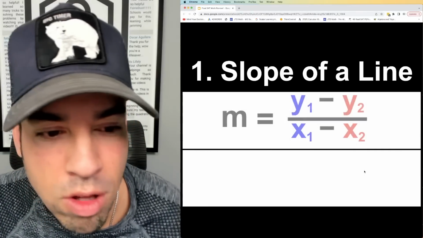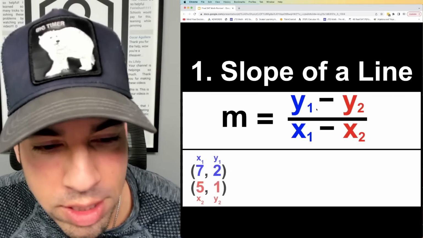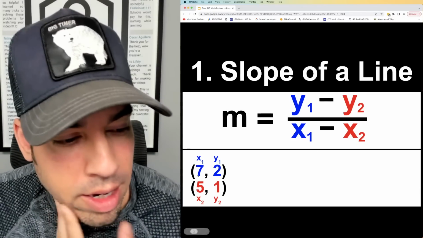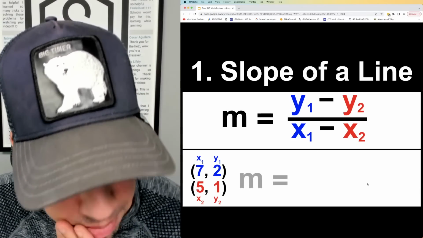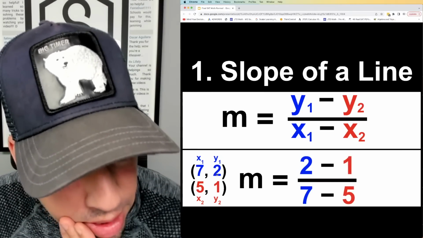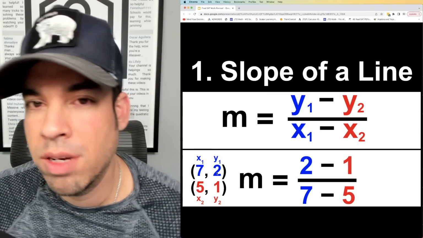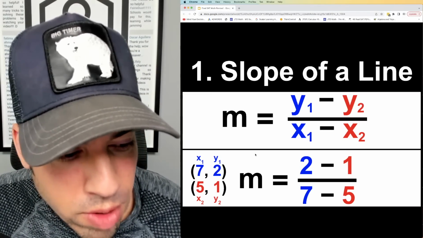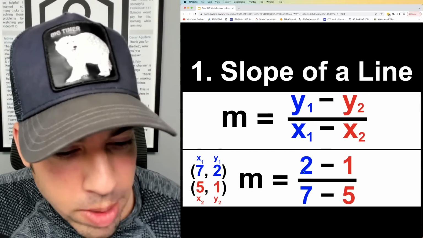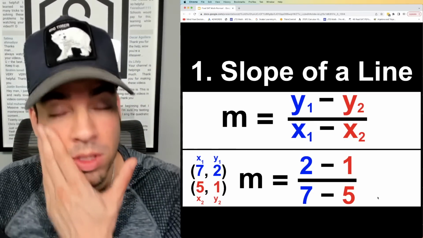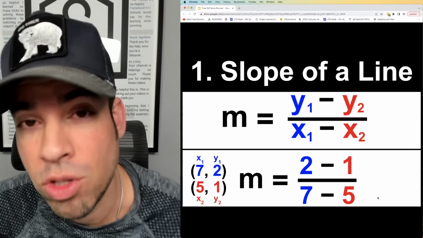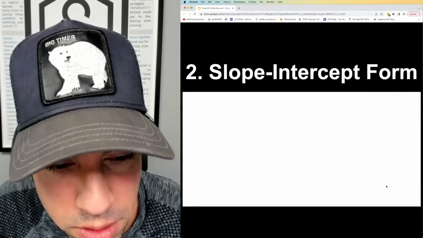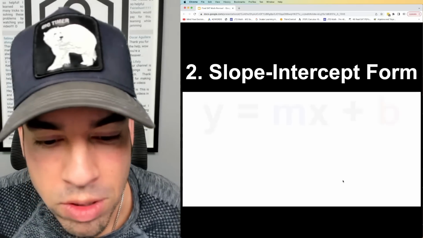All right, first is the slope of a line equation. You got to know this equation. It's the difference of the y values over the difference of the x values for any 2 points. Here's an example with these two coordinates. I like to stack the coordinates and subtract down, so I have a framework. I'm doing 2 minus 1 on top, 7 minus 5 on the bottom, so the ordering doesn't get mixed up. That gives me a slope of 1 over 2. Boom, done.